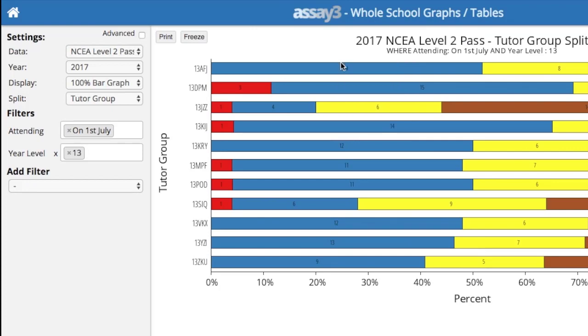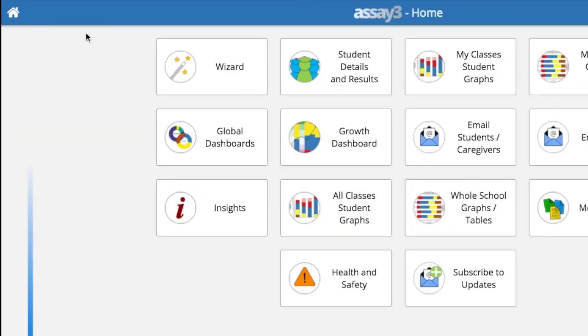What this shows us is the performance of each of these students and their level 2 results last year, split up by their tutor group, so we can easily see if there's any tutor groups where we might be needing to provide some extra support.